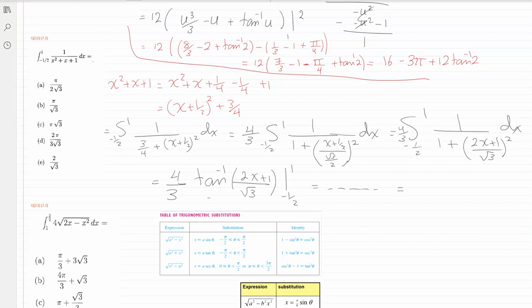At the end, the answer will be 2 pi over 3 root 3. So the answer will be D.